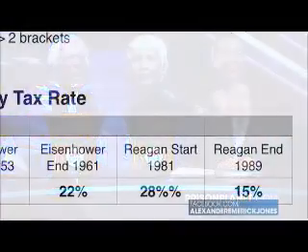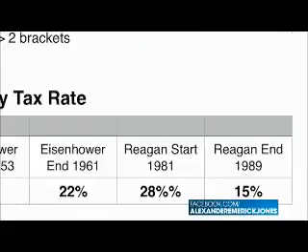Reagan, he began with a 28% tax, that's what he inherited, a 28% tax on the median family income, and he ended up with a 15% tax on the median family income. Cut it in half. There you go. That's the real socialism. Let's take a look, too, at Nicaragua.